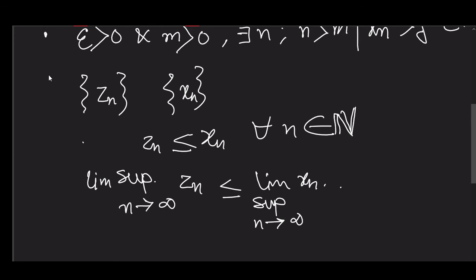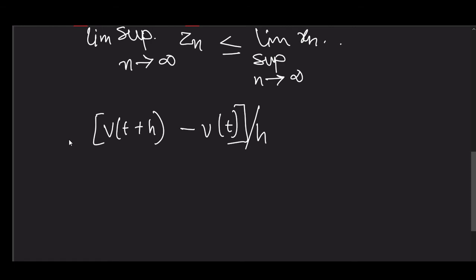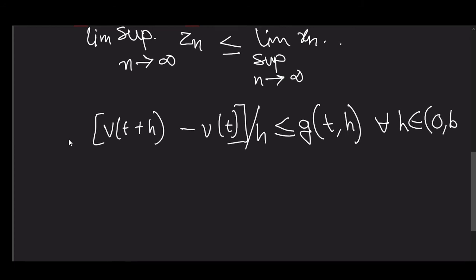Now see that from this property we can write that (V(t+h) - V(t))/h is less than or equal to G(t,h) for all h in the half open interval (0, b].